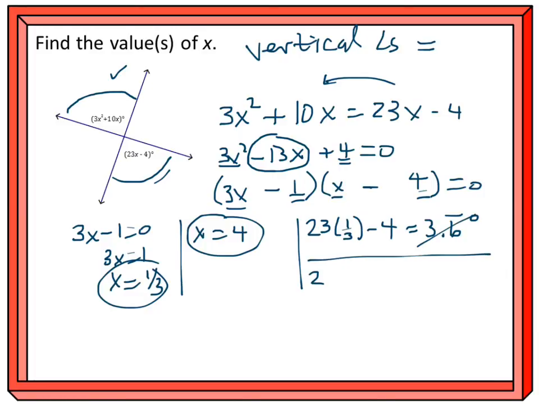So if I try 23 times 4 minus 4, 23 times 4 is going to give us 92, minus 4 more is going to give us 88 degrees. And that seems reasonable since that looks almost like a right angle.